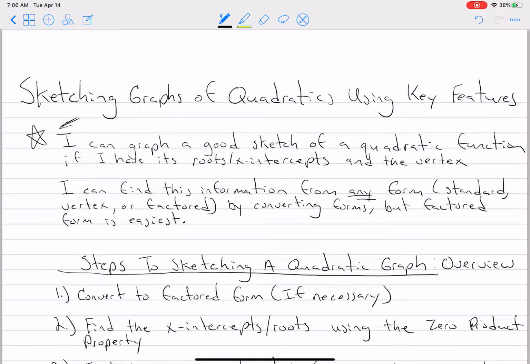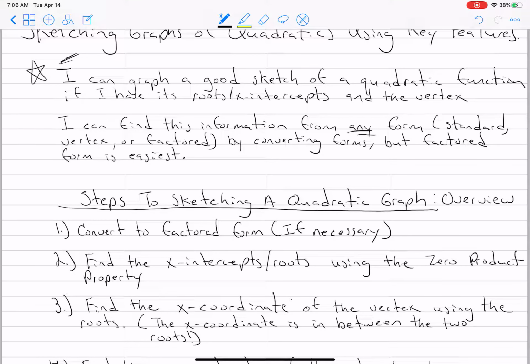First off, I can graph a good sketch of the quadratic function if I have its roots, also called x-intercepts, those mean the same thing, and the vertex. I can always figure out this information from any form, whether it's standard form, vertex form, or factored form of a quadratic, by converting forms. But factored form is easiest. So ultimately, I'm always going to want to put it into factored form. But I can get to factored form from any other form.